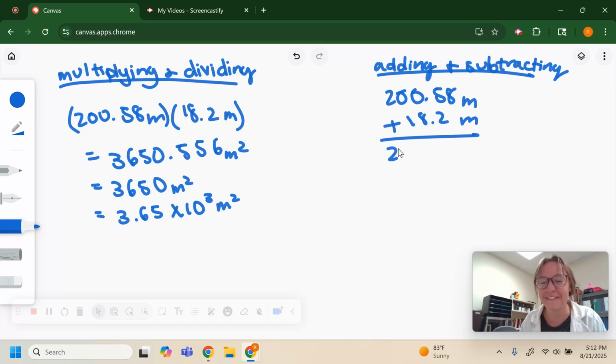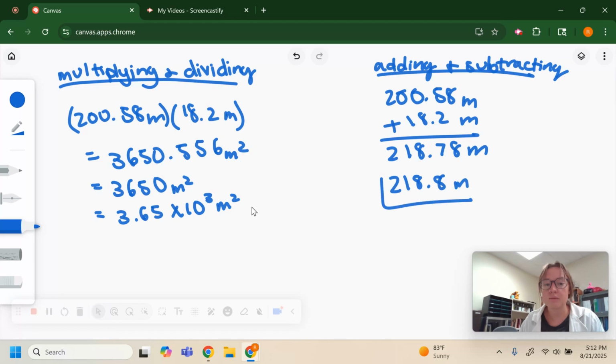Okay, 218.78 meters. And if this right now has too many decimal places, to reflect the same number of decimal places as our number with the least number of decimal places, we're going to match it to this 18.2 here. So I'll leave it as 218.8 meters. And that will be our final answer.